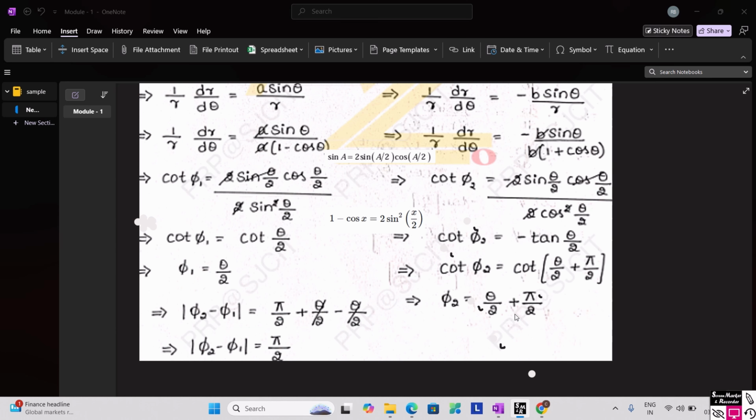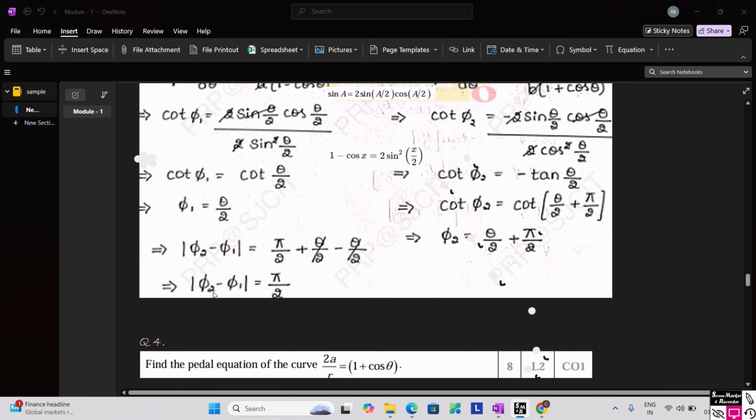Okay, now we got both the equations, phi 2 and phi 1. So just subtract phi 1 from phi 2. On subtracting phi 1 from phi 2, we get, write the equations, pi by 2 plus theta by 2 minus theta by 2. Plus theta by 2 and minus theta by 2 both get cancelled. So modulus of phi 2 minus phi 1 equal to pi by 2. This modulus is important. You can either subtract phi 1 minus phi 2.